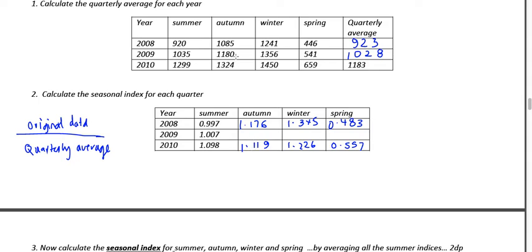Here we have 2009 for autumn, 1180 over 1028. So it is above. So 1.148. For winter, 1.323, and for spring, 0.526. Okay, so we've completed our seasonal indices for those 3 years now.